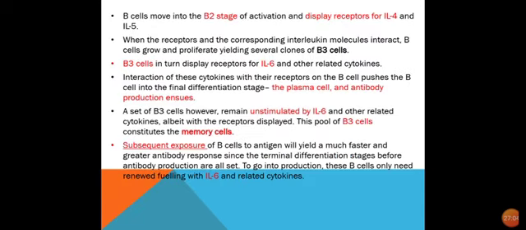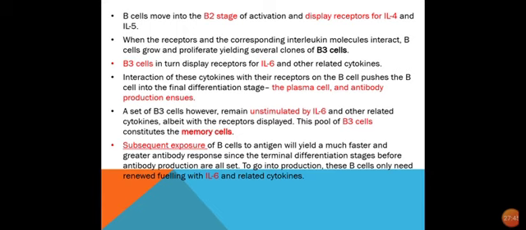B cells move into a B2 stage of activation and display receptors for interleukin 4 and interleukin 5. When the receptors and the corresponding interleukin molecules interact, B cells grow and proliferate, yielding several clones of B3 cells. B3 cells in turn display receptors for interleukin 6 and other related cytokines. Interaction of these cytokines with their receptors on B cell pushes the B cell into the final differentiation stage, the plasma cell, and antibody production ensues.